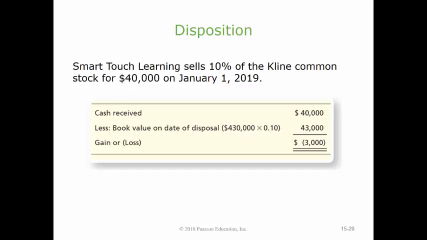If we sold these to another party for $40,000, which Smart Touch Learning is doing in this instance, that $40,000 that we are receiving is less than our books say our investment should be worth. And since we're selling for less than our asset should be worth, we need to record a loss, in this case of $3,000.